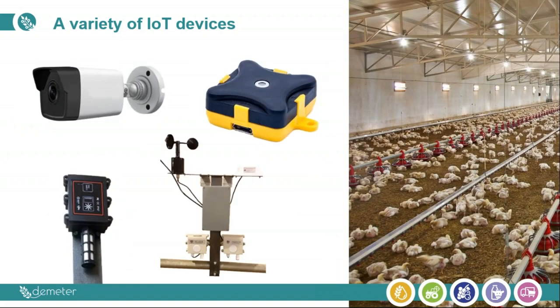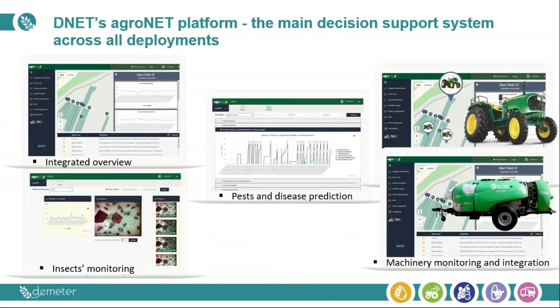For the poultry pilot, we installed different IoT devices to collect environmental data, then operational data like feed and water consumption, chicken weight, and maybe the most interesting part of this pilot is collecting audio and video recordings of the chickens and use this to build animal behavior models and detect deviation from the normal behavior, leading to detection of diseases, some stress issues, reduced mortality, and so on.